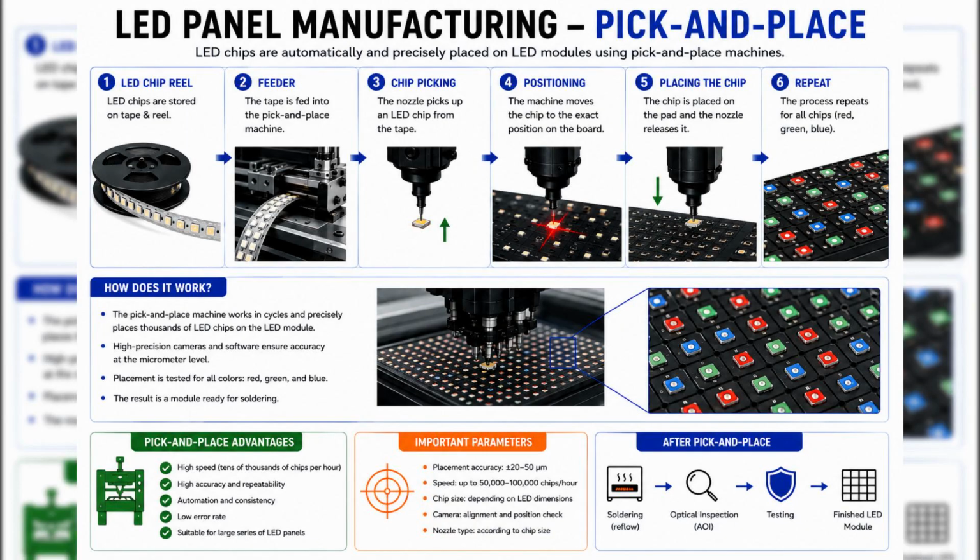To accomplish this, manufacturers use highly advanced robotic systems known as pick-and-place machines. These automated systems can rapidly pick up microscopic LED chips and place them onto circuit boards or display modules at precisely controlled locations. Modern production lines are capable of positioning tens of thousands of LEDs every minute. However, even the slightest alignment error could affect image quality or create visible defects on the screen.